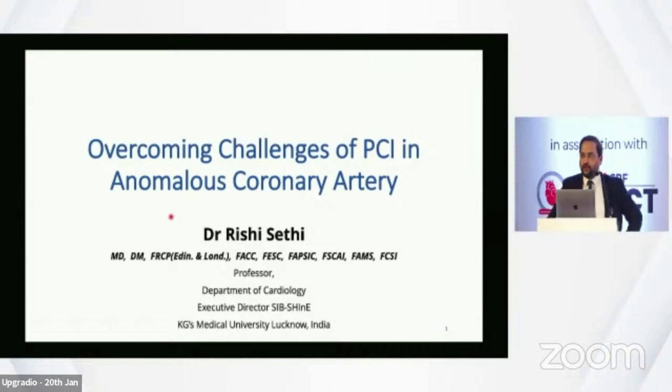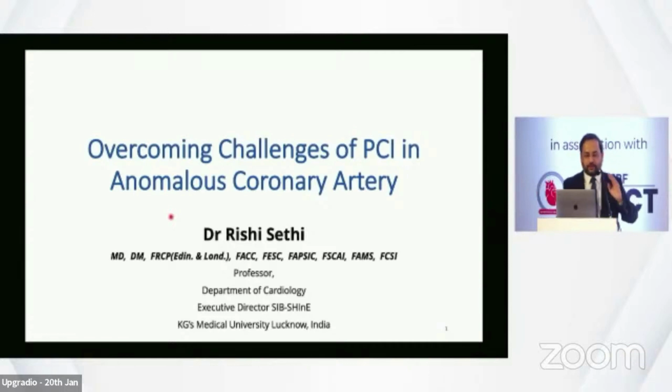And how many of you have seen a PCI of an anomalous coronary artery happening in whatever labs you are practicing? No one? Raise your hands if you have. The rest of you have not seen PCI of anomalous coronary arteries happening in your labs? That's rare. How many of you have seen PCI of anomalous coronary arteries happening? No. So that's an inertia effect.